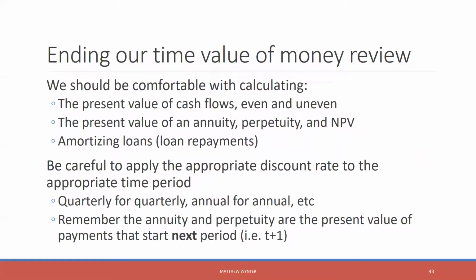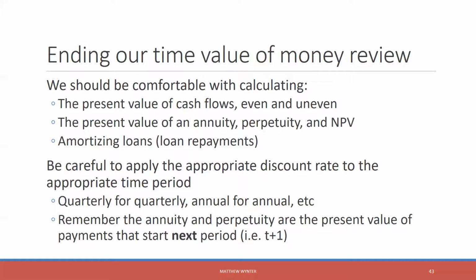What have you learned? Hopefully you're comfortable with quite a few things. So we should be comfortable with calculating the present value of cash flows, even and uneven. Even cash flows means that the cash flow and the discount rate is the same. So we know that if we have a finite time period, meaning that our cash flow is going to be only for 20 years, 2 years, or some period that's terminal, it has a finite life, then we can very easily apply our annuity formula.